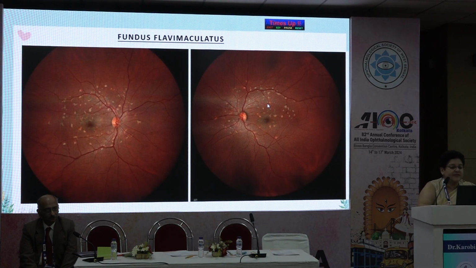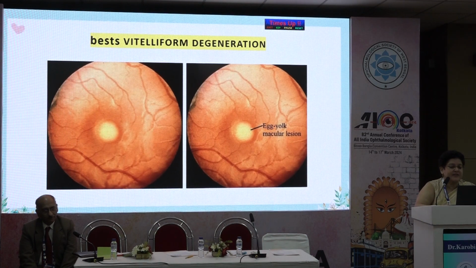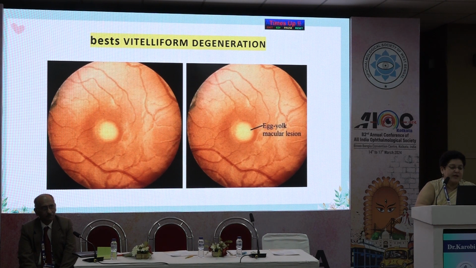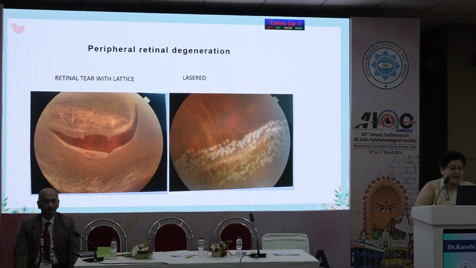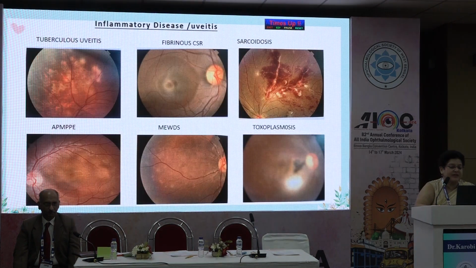And this is fundus flavimaculatus, which often accompanies Stargardt's disease. Now, an egg yolk appearance is characteristic, you know that you're talking about Best vitelliform degeneration in the early stages. Later, it is replaced, and it doesn't look yellow, so it's not under my purview. Something like this appearing red in the peripheral retina, they've already spoken about. Retinal tears, starting with a detachment, you have to treat immediately.